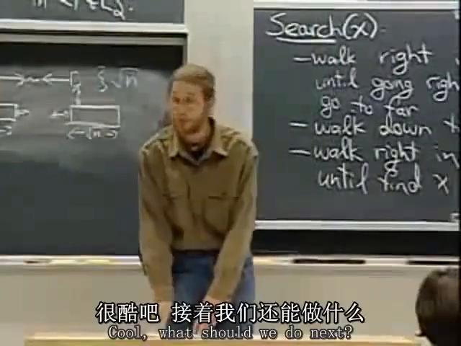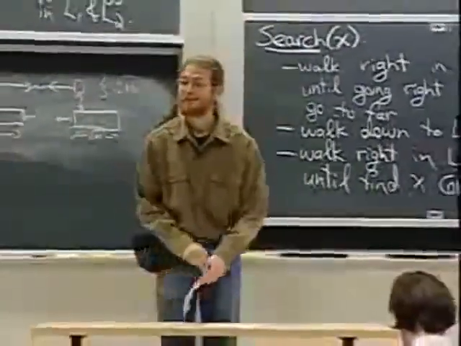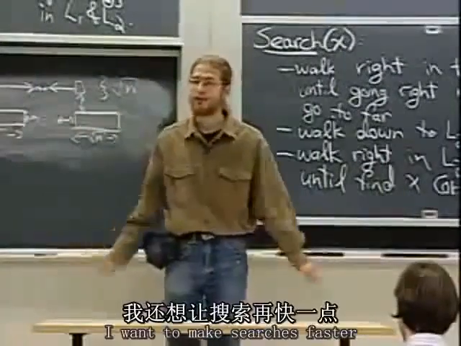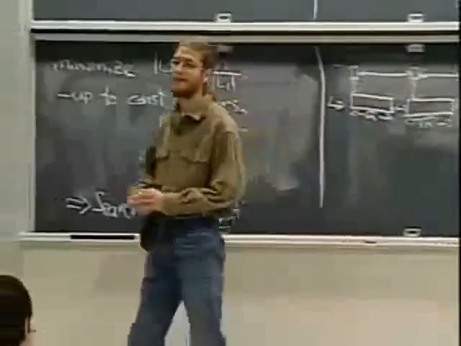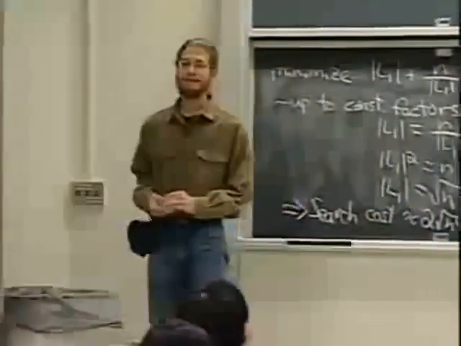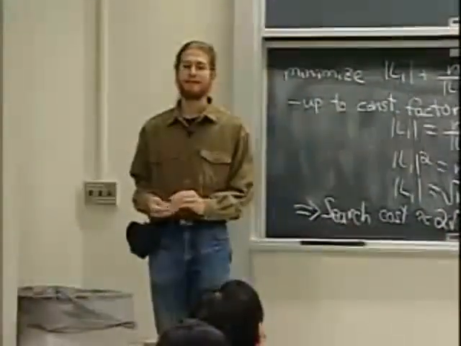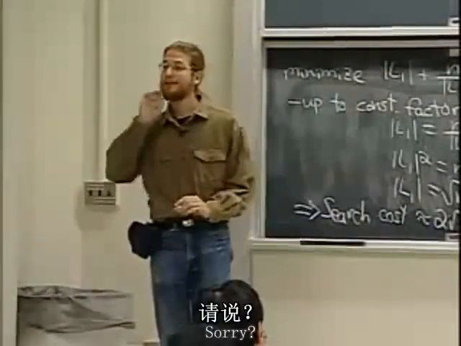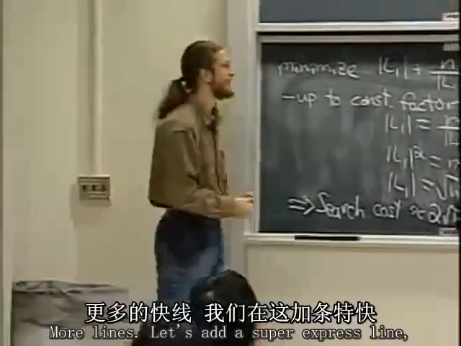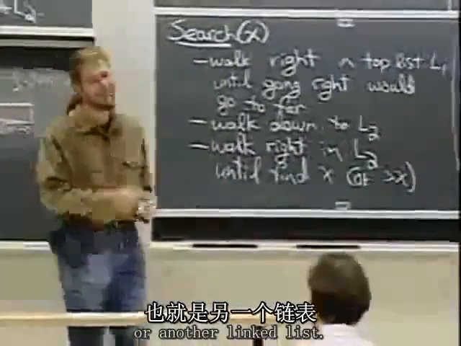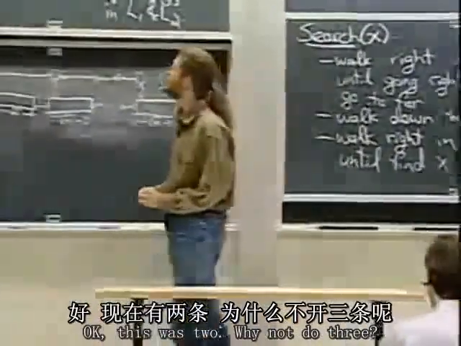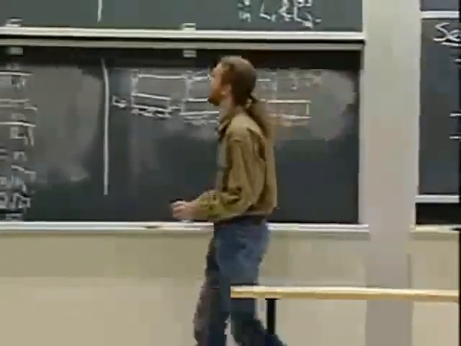Cool. What should we do next? So again, ignore insertions and deletions. I want to make searches faster because square root of n is not so hot, as we know. More lines. Let's add a super express line. Let's add another linked list. This was 2. Why not do 3?